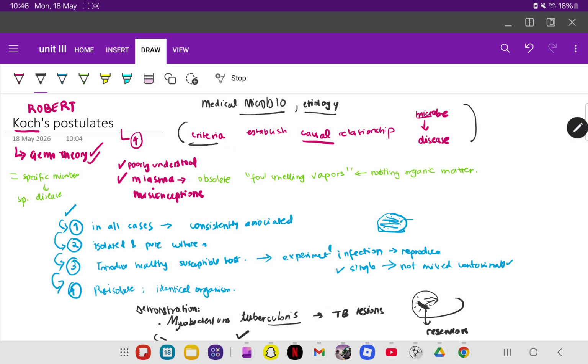These give the criteria to establish the causal relationship between a microbe and a disease, right? So how do we know that this microbe is responsible for this disease, and how to experimentally prove it. It's not a hypothesis, it's not a general observation. These postulates are basically criteria that you have to justify in order to establish this relationship. And this reaffirms the germ theory of disease.